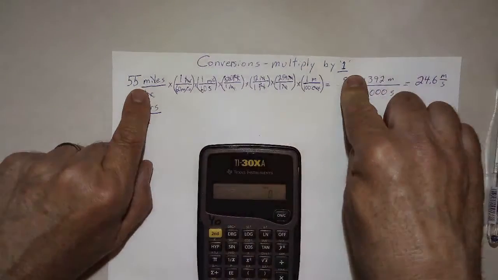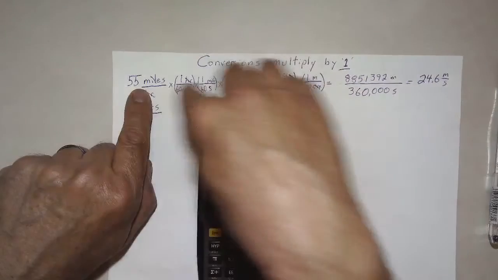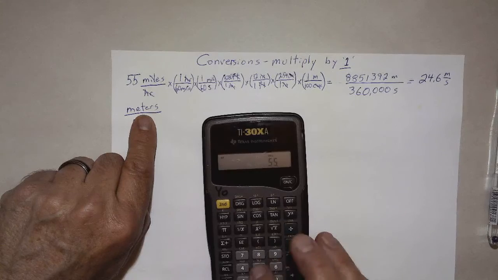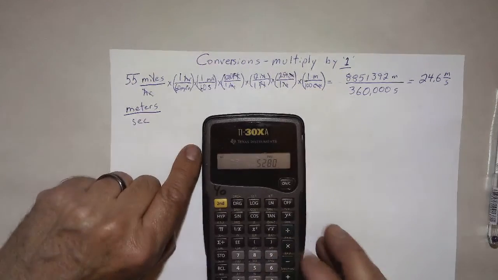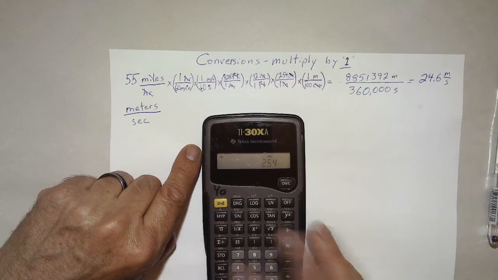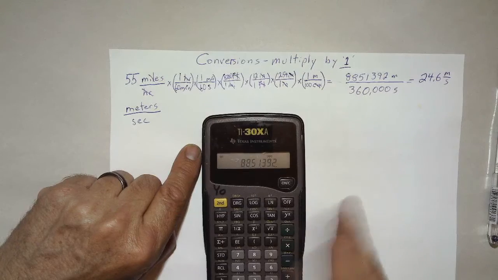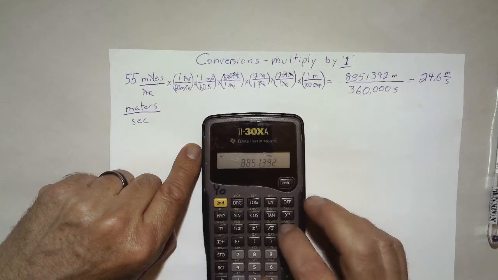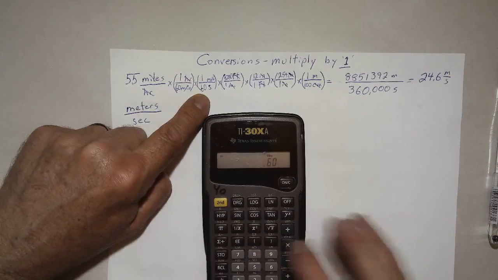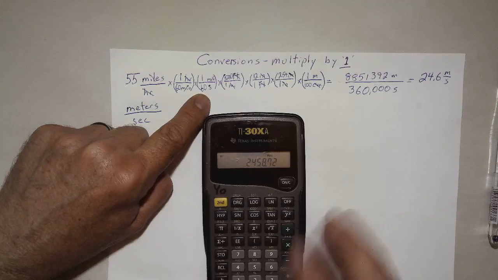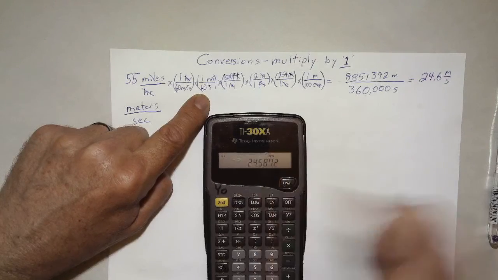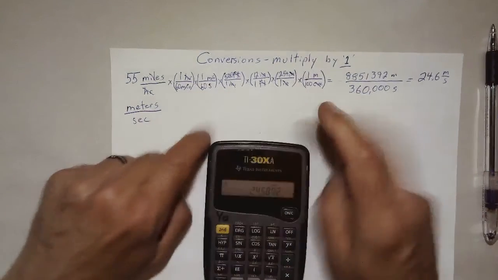And now, without doing any parentheses, you're multiplying everything on the top, and then every time you get to something on the bottom, you're just hitting divided by. So let's do it again. 55 times 5,280 times 12 times 2.54 equals, same as before, then divided by 60 divided by 60 divided by 100 equals 25.6 meters per second. So that's how you do that.